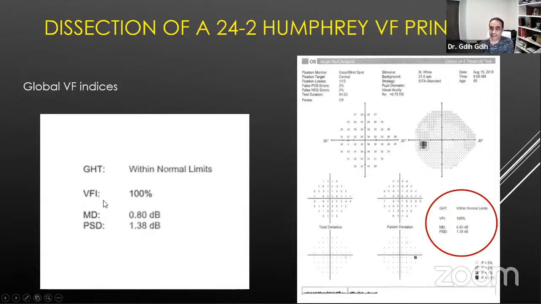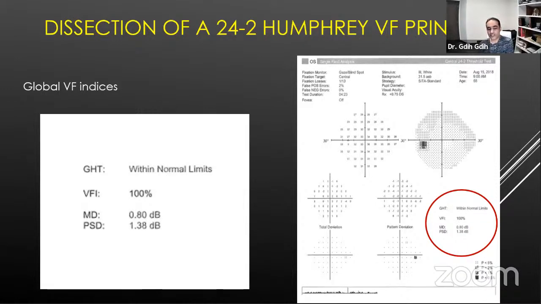VFI, or visual field index, will give you a number. It's not very accurate in quantifying what visual field the patient has, but it's an easy number to communicate with the patient. If you have a patient with a visual field, they'll say, how much visual field do I have? You can tell them you have 100%.